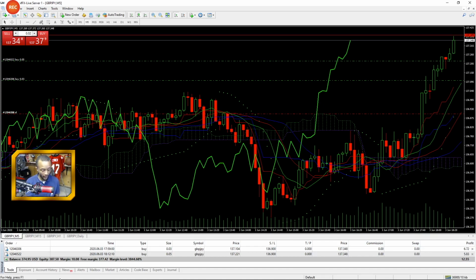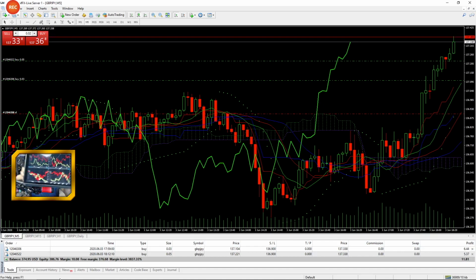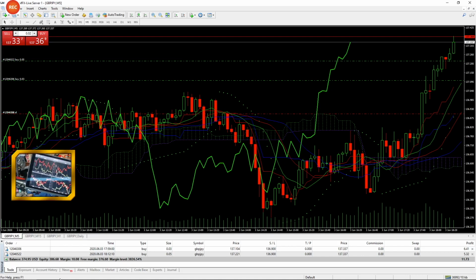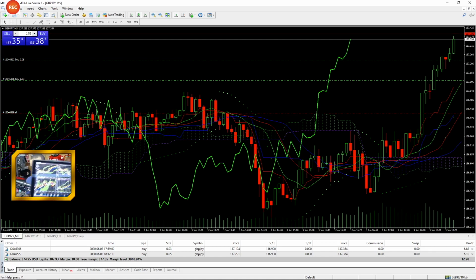But key factor number 5 is the strength meter. Now, this strength meter right here in particular is only available for iPad. It's got 4 time frames on it, so I can monitor the strength in 4 different time frames, the same way I like to monitor the charts in 4 different time frames, like I was saying earlier, to get that confluence, paint me a better picture of what's going on.